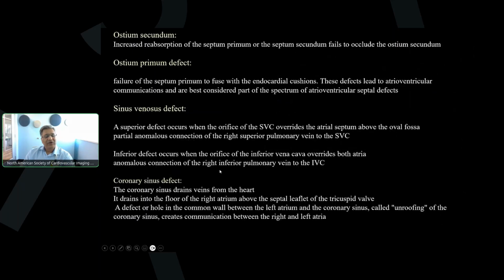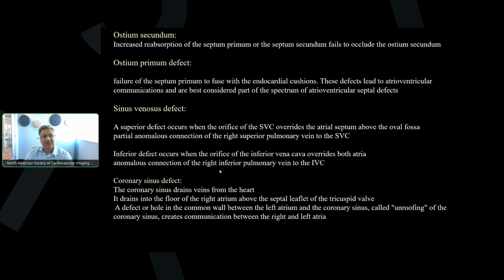So briefly going over the defects, ostium secundum is the commonest. There is increased reabsorption of the septum primum, or the septum secundum fails to occlude the ostium secundum. So we have this ostium secundum ASD. We need to differentiate this from PFOs, which are usually smaller, less than 5 millimeters in size.